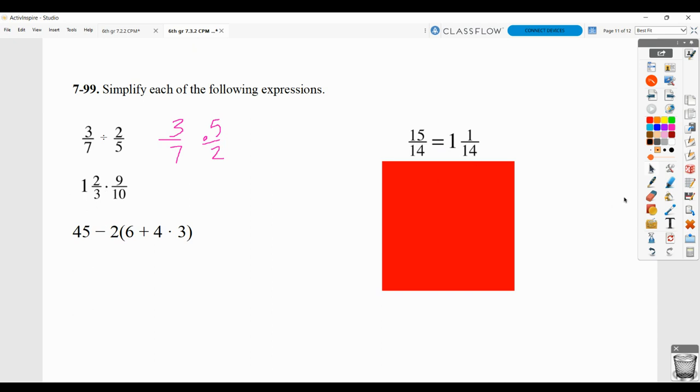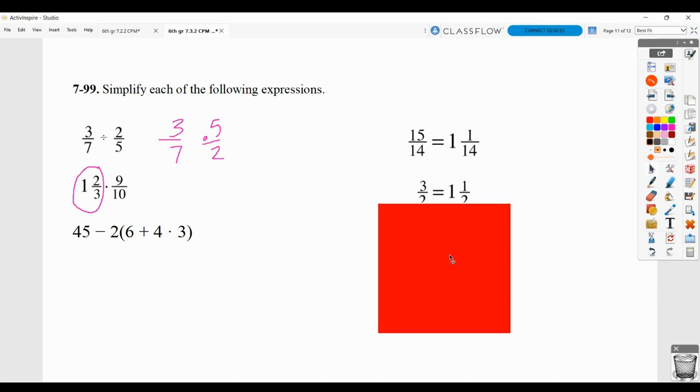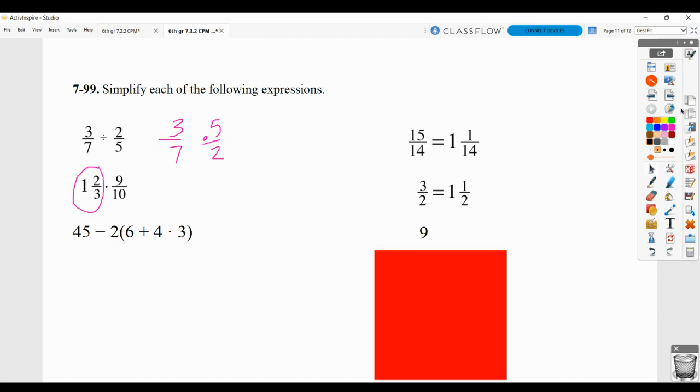Here, I should see that you change the 1 2/3 to an improper fraction. But remember, you're multiplying, so it's not a keep change flip scenario. You end up getting this. And here I should see your steps in terms of order of operations. Make sure you show your work. Just having an answer of 9 is not adequate.